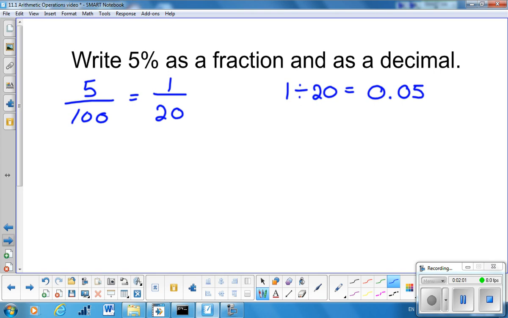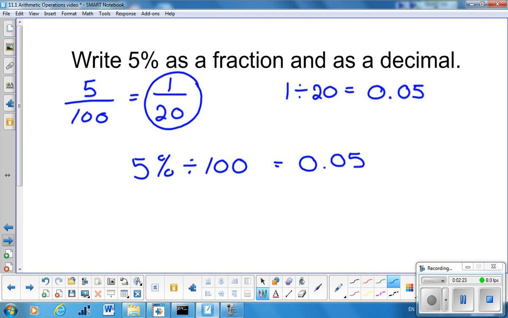Another way of changing from a percent to a decimal is to take your percentage of 5% and divide that by 100. 5% divided by 100 will give you 0.05. So we get the same answer because in the first method, we're using 1 over 20, so 1 divided by 20. In the second method, we're using 5 over 100, or 5 divided by 100 to get to our decimal. Either way, we should get the same answer.